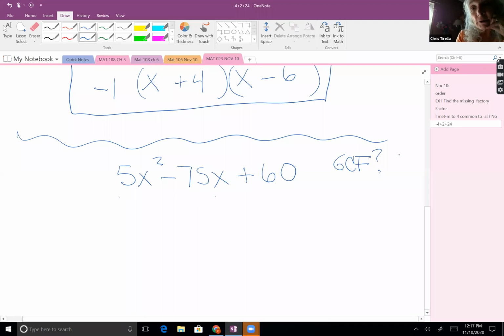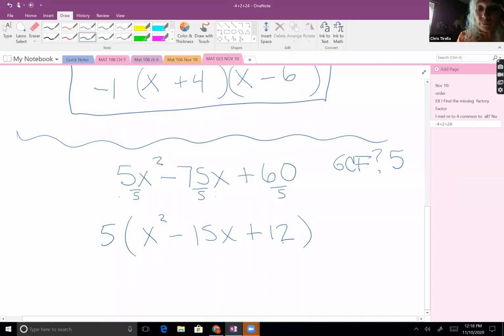Does anybody recognize that they're all divisible by 5? And so let's factor out that 5 before we begin. And again, to factor out that 5, I want to think of dividing each of them by 5. And that's going to leave me with x squared minus, what is that, 15x plus 60 divided by 5 is 12. And doesn't that look a lot easier to factor than my original problem?